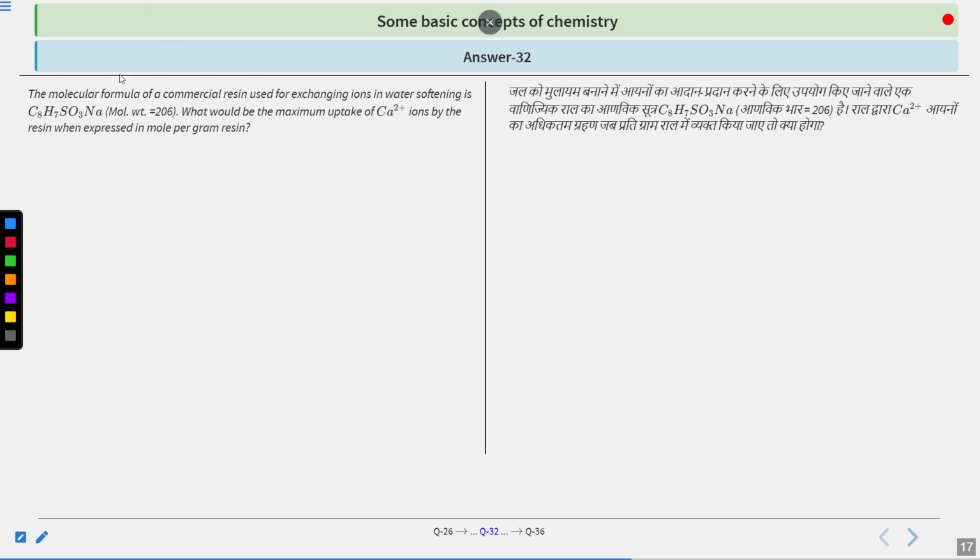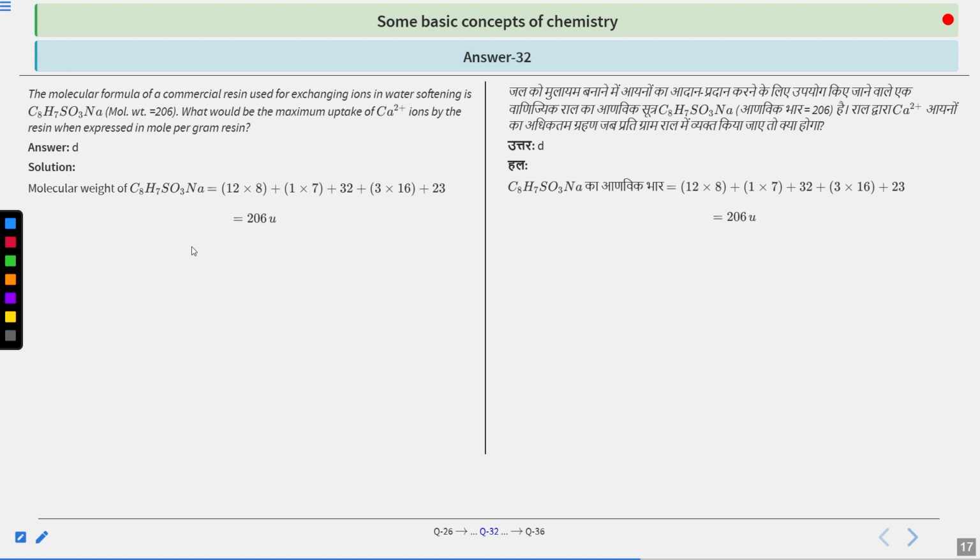It is given that the molecular formula of commercial resin used for exchanging ions in water softening is this thing. So what is the maximum uptake of Ca2+ ion by the resin, expressed in mole per gram resin? Okay, now let us solve this. First of all, the correct option is D. What is the molecular weight of this thing? It is already given, 206. We don't need to calculate it. Although it is calculated here, it is already given here.